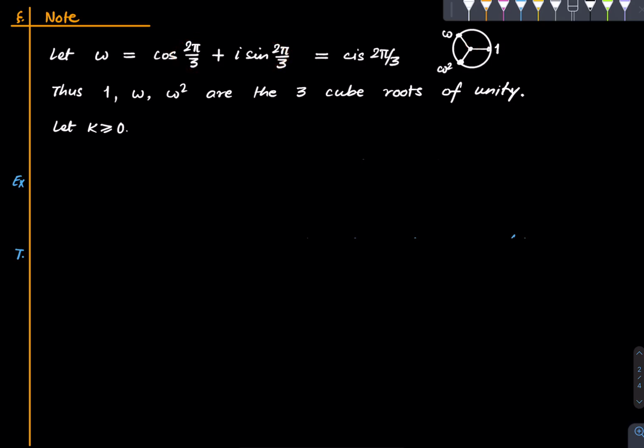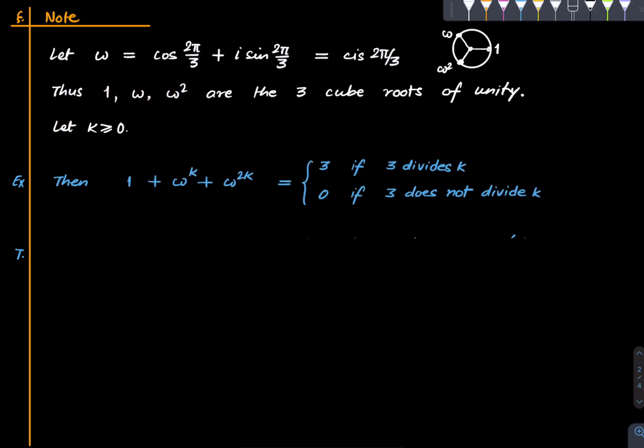All right, so 1, omega and omega square are all the three roots of unity, and if you fix a positive integer k, then there is this very simple exercise. Show that this quantity is 3 if 3 divides k and 0 otherwise. You can check that. Suppose k were equal to 1, so 3 does not divide k, and what is 1 plus omega plus omega square? It is obviously 0. And if k were equal to, let's say, 3, then 1 plus omega to the 3 is 1, and omega to the 6 is also 1, and therefore this is indeed 3. And this is easy to verify in general.